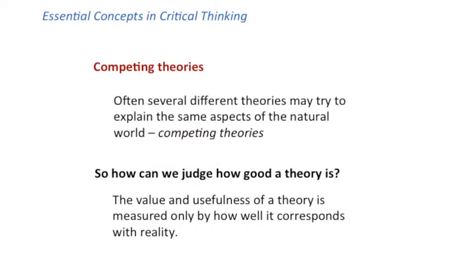Sometimes there may be several different theories that try to explain a phenomenon in the natural world. And this is often the case when we're dealing with complex phenomena, such as the global challenges that we're going to use as examples in this course, because the relevant information about these phenomena is often incomplete or unavailable. So when we have several competing theories, how can we judge how good a theory is? The value and usefulness of a theory is measured at the end of the day by only one thing: how well does it correspond with reality?